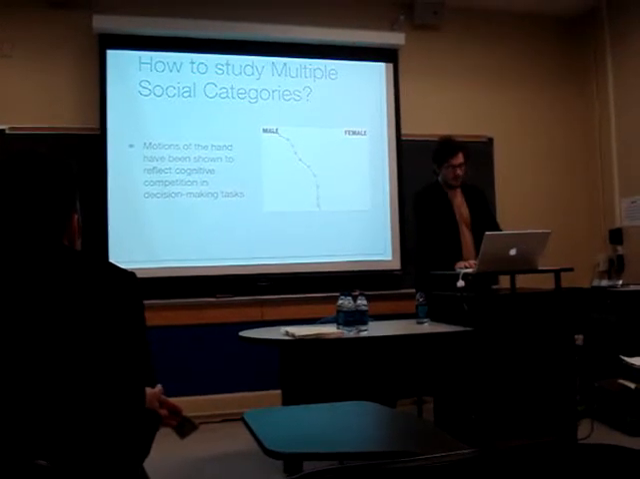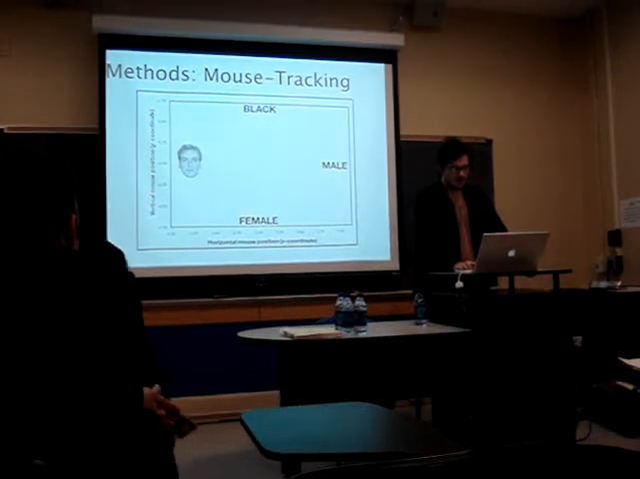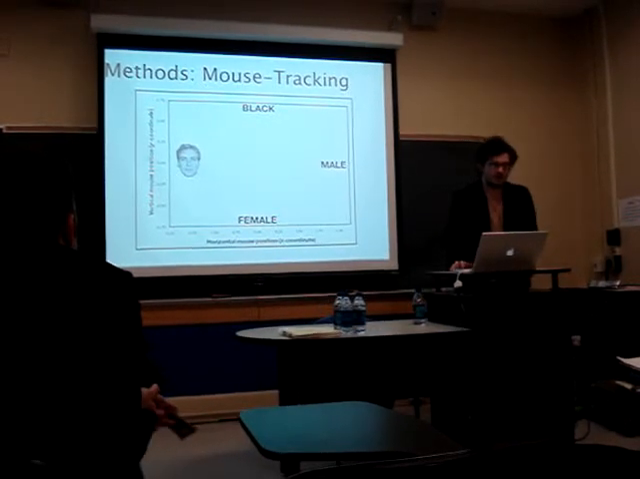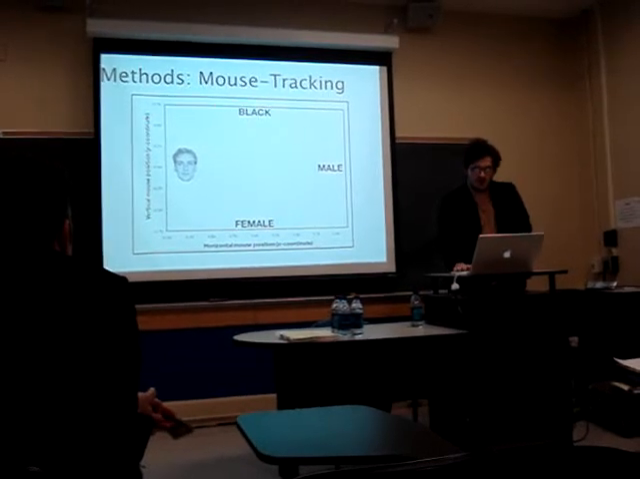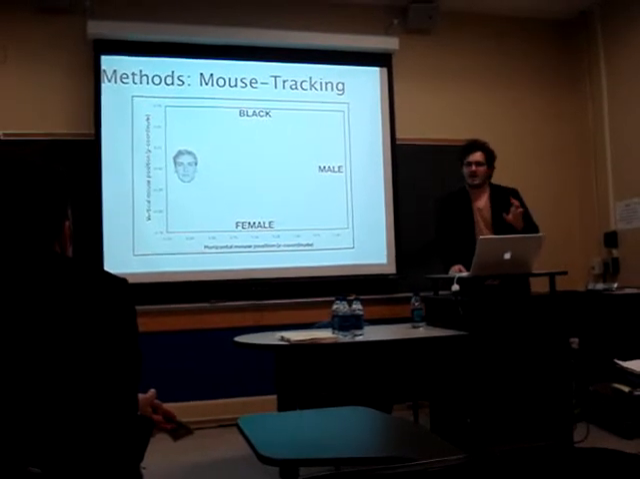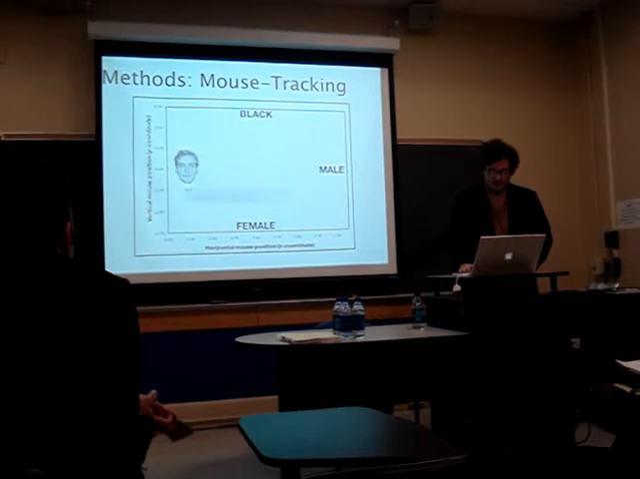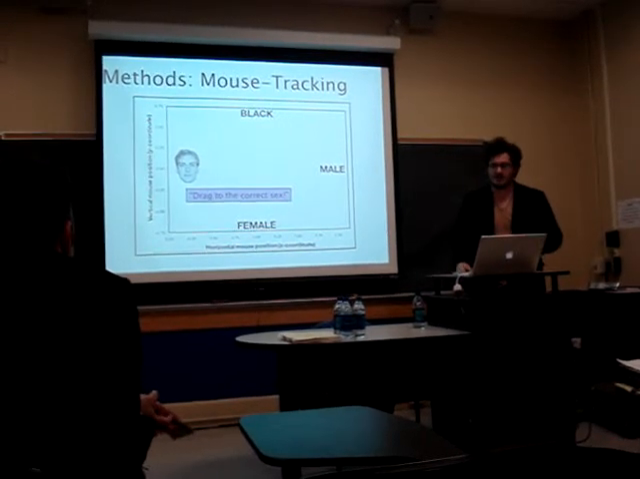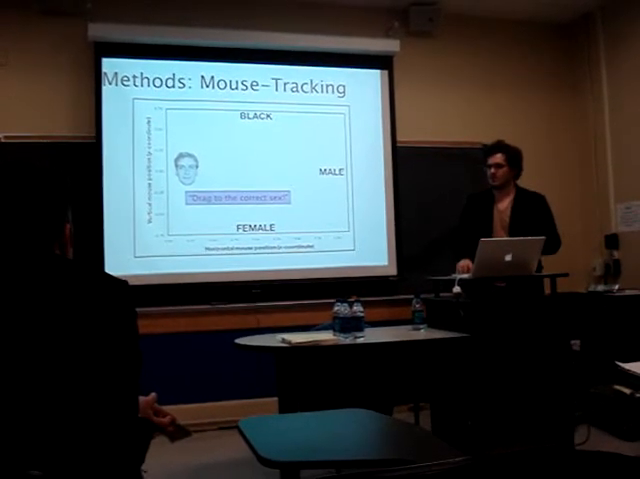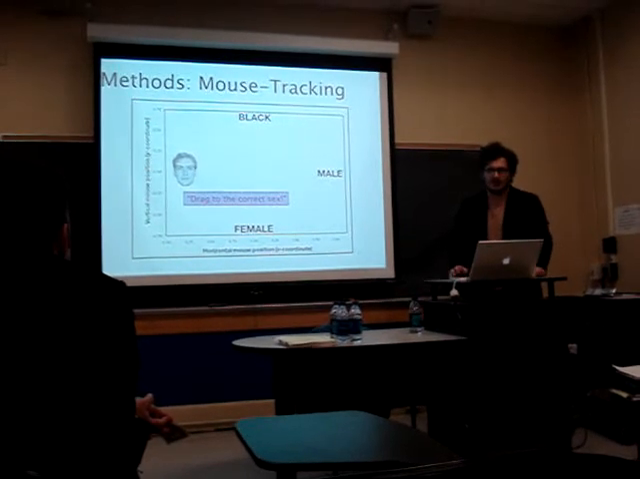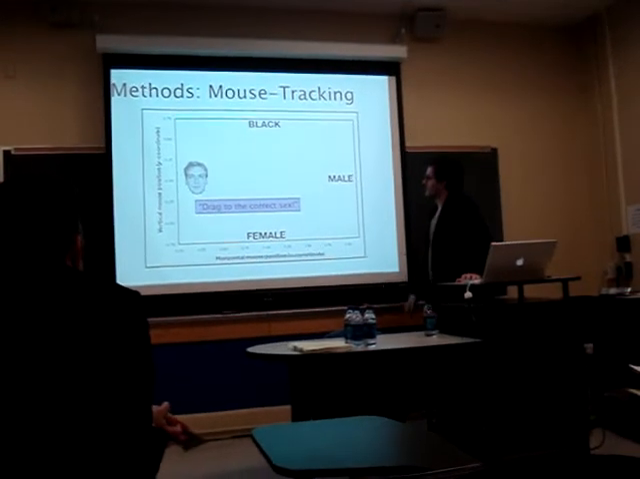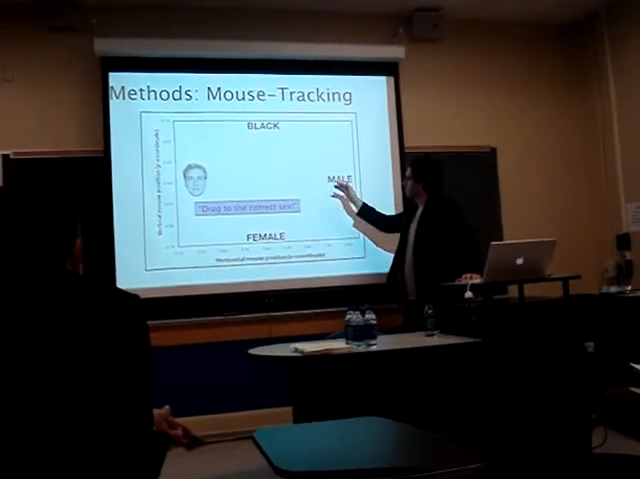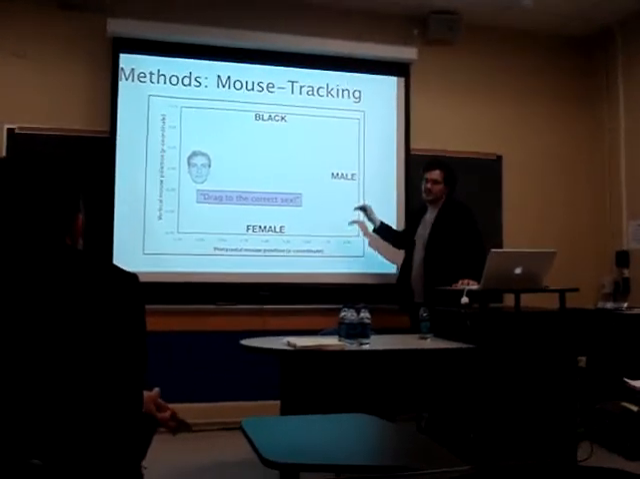So we created a mouse tracking task, and this is what the computer screen would look like. There would be a face on one side, and they would get a verbal cue to say drag to the correct sex, and this is just an example. Some trials would ask them to drag to the correct race. But in every trial, the relevant social category that they were asked to drag the face to was horizontally opposite.